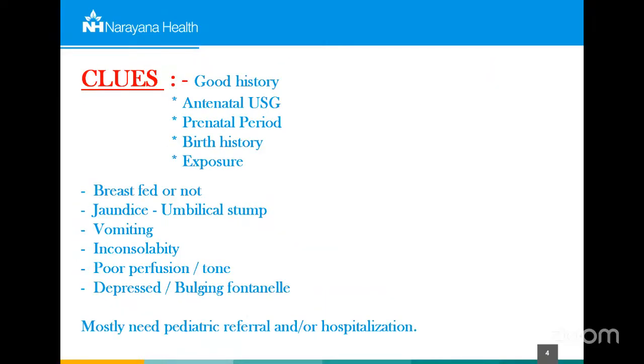Good clues will be a good history. If you know the antenatal ultrasound, what the prenatal history was, whether there were lots of problems, like early rupture of membranes and so on, prolonged labor, history of previous births, exposure to somebody who was sick, whether the child is not breastfed. Non-breastfed children are much more prone. If the jaundice is more than what is expected and the umbilical stump looks infected, that is a clue.